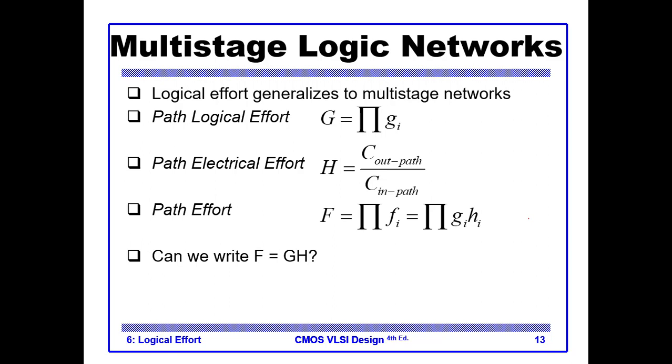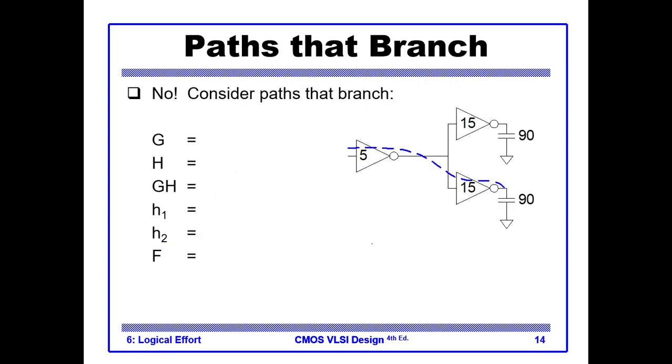So again, the new thing is this one on this slide. Can we write capital F as capital G into H? The answer for this is no, because of this. This is the proof that capital F is not always equal to the product of capital G and capital H. This is due to branches.